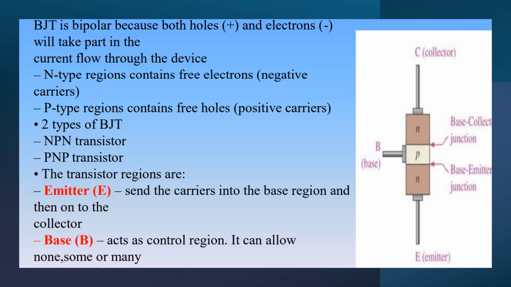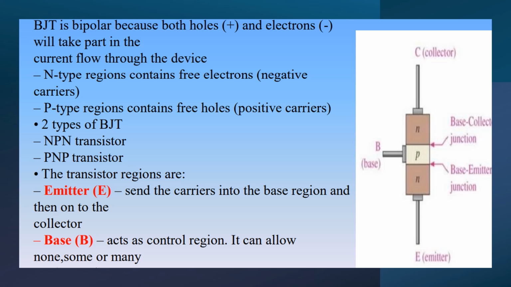See here, this is the fabrication of the transistor. The transistors, again the BJT, bipolar junction transistor, we will see bipolar junction transistor operation, everything here. Bipolar junction transistor is again classified into two types: NPN transistor and PNP transistor.